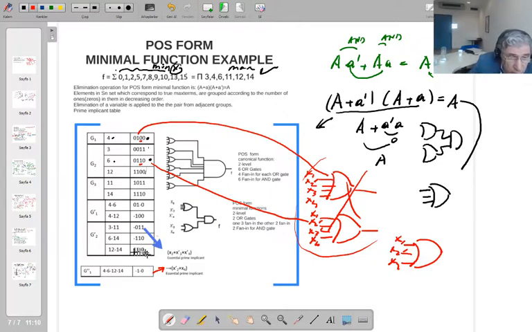Remember that when the variable value is 0, itself is going to come. So this is x2 comes here. In this one, x3 is one value. That's why x3 prime and x4 prime. So this is one of the prime implicants. This is the second prime implicant.